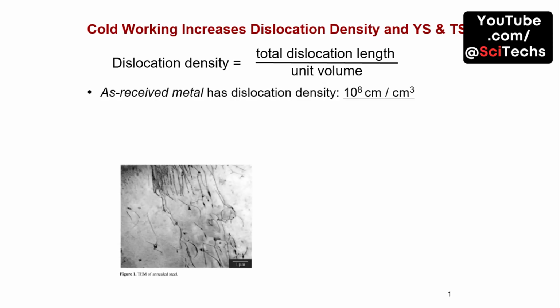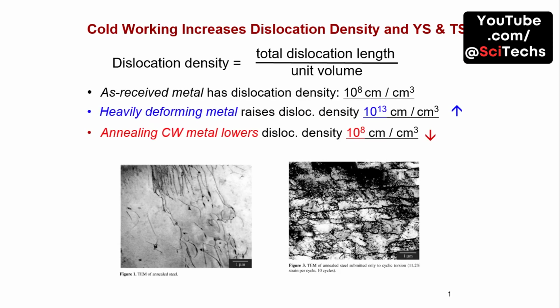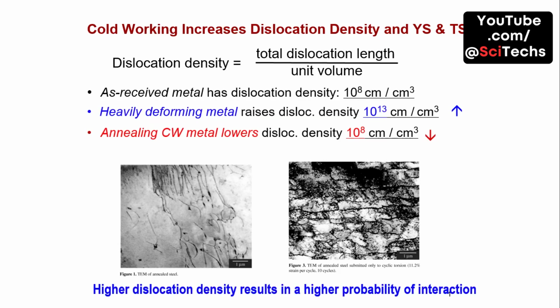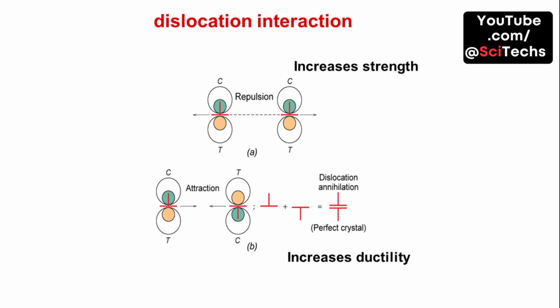Cold working increases dislocation density, which enhances yield strength and tensile strength. However, annealing can lower dislocation density, affecting the metal's properties. Dislocation interactions can either increase strength through repulsion or increase ductility through attraction and annihilation, balancing the metal's properties.